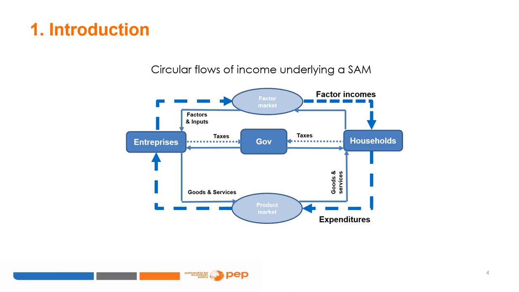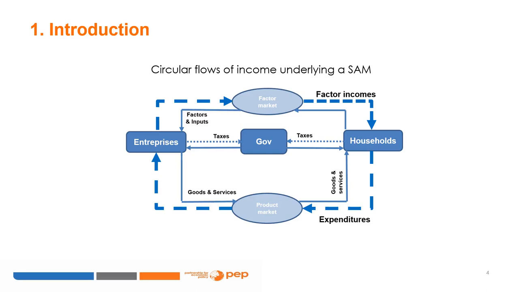A simple representation of the circular flows of income underlying a SAM is given by this graph. Enterprises combine production factors, for example, capital and labor, and input, for example, goods and services, to produce goods and services. Enterprises generate income through the sale of goods and services to the product market. Enterprises use their income to buy production factors through the factor market and input through the product market.